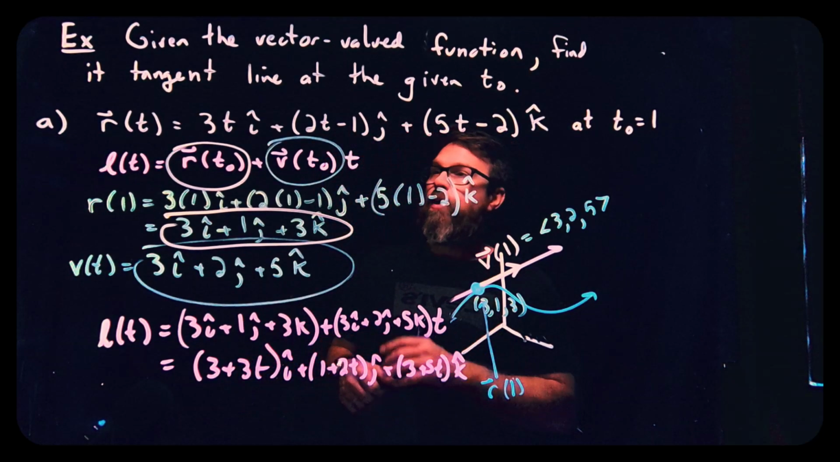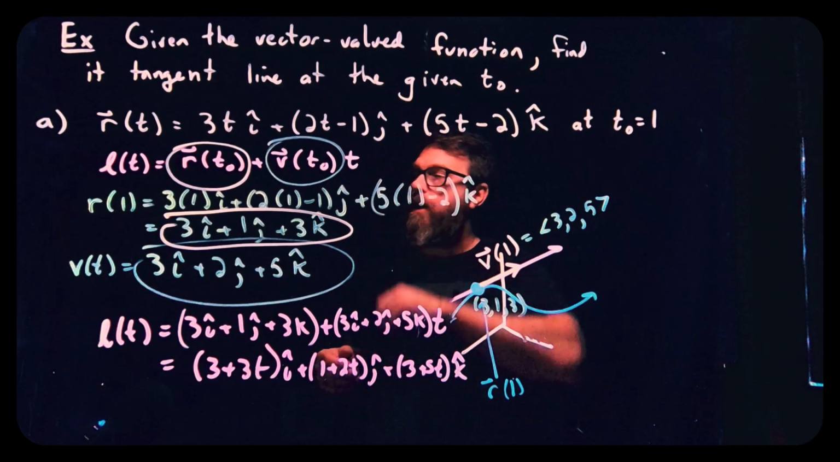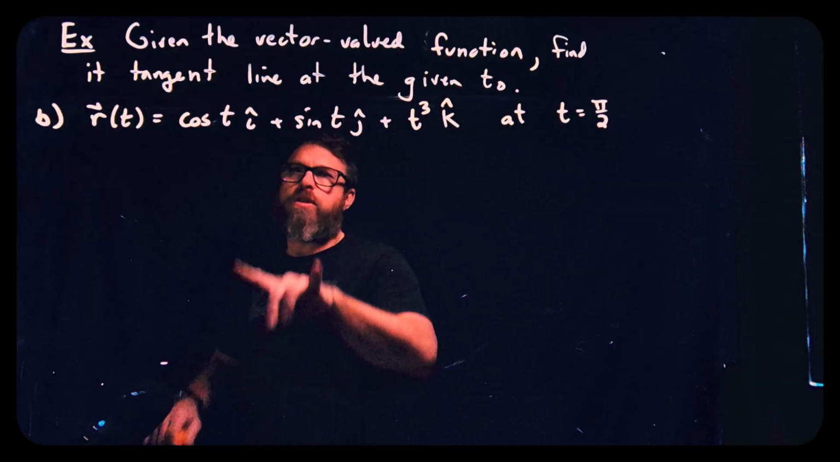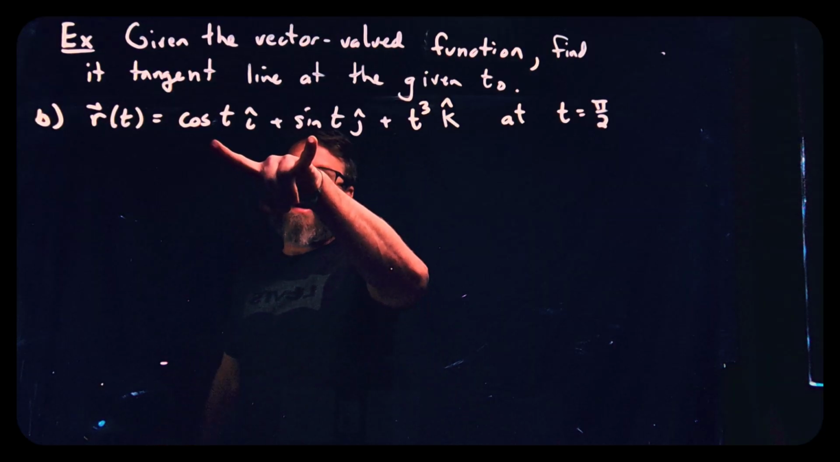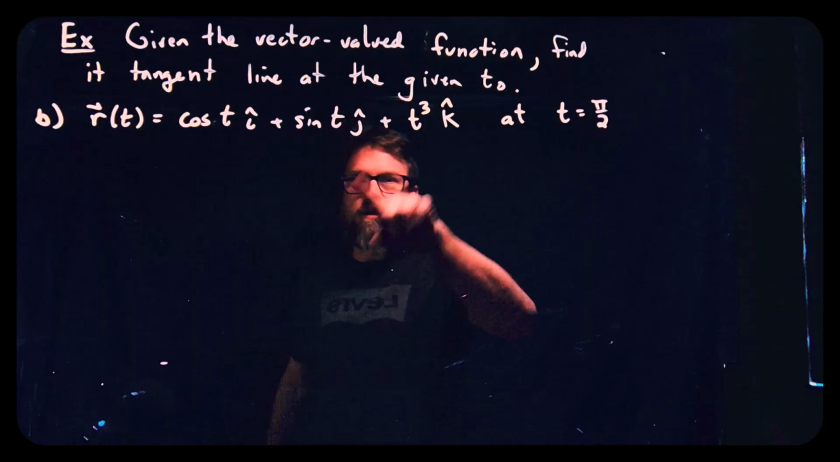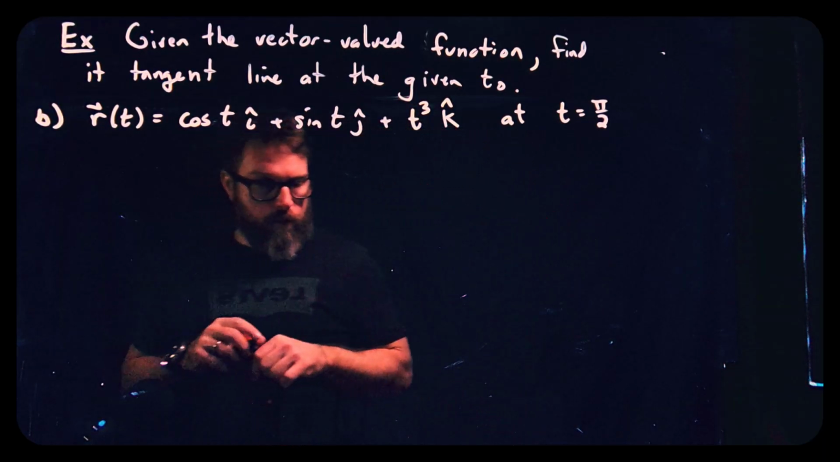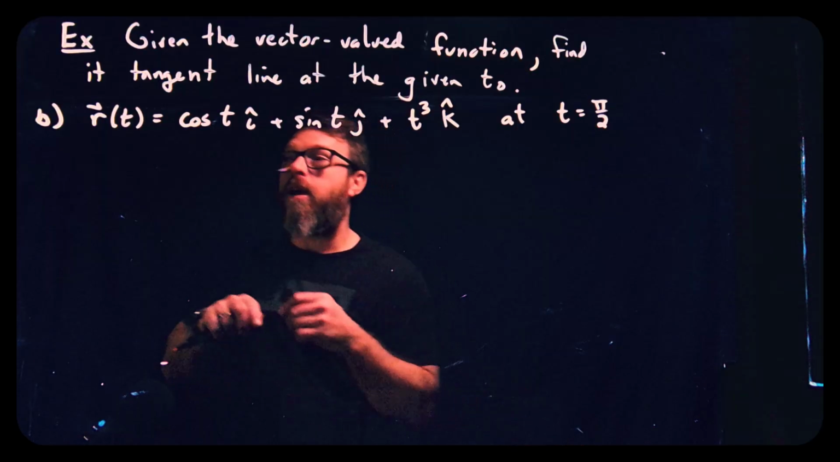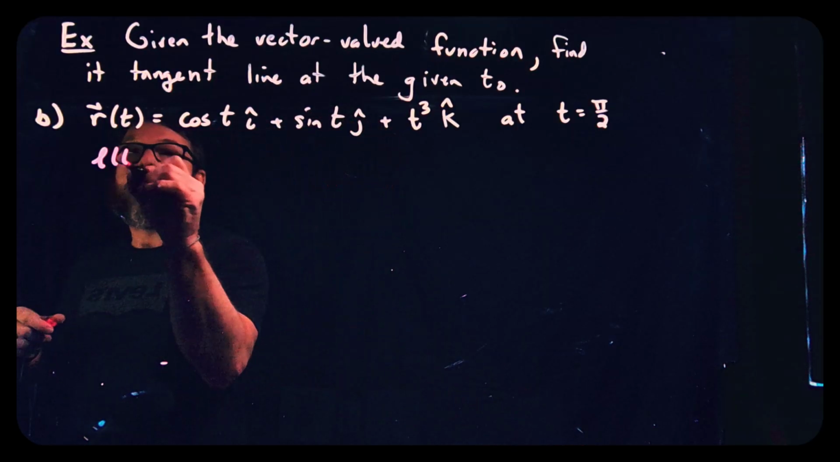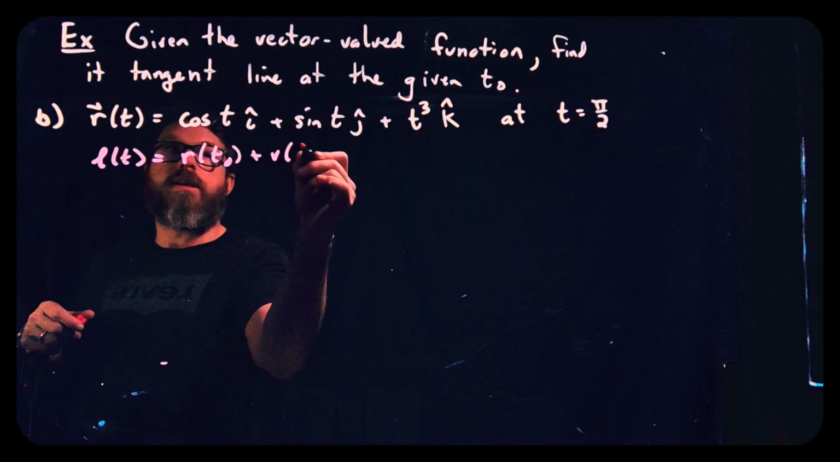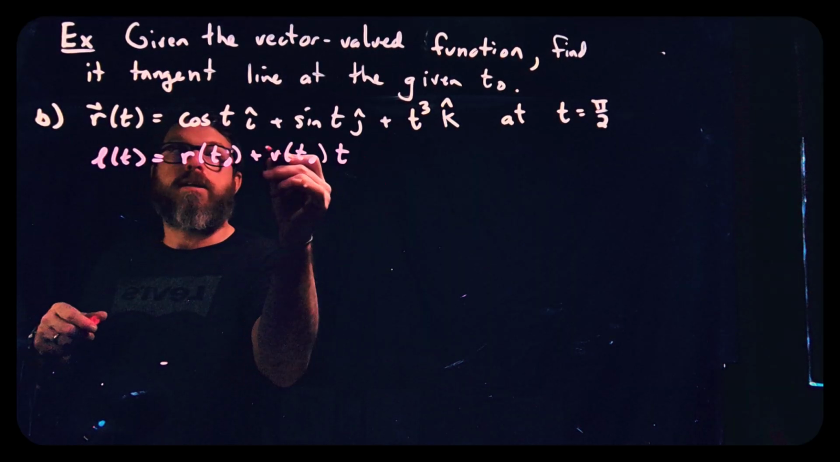All right, let's do another equation where I'm not talking about a linear equation. Let's do something that's not. So the second example, we're going to do the same. Looking straight down on it, you're going to see a unit circle, but the z is going to move cubically up. So again, in order to find our L of t, our tangent line, it's still going to be equal to r of t naught plus v of t naught times t.